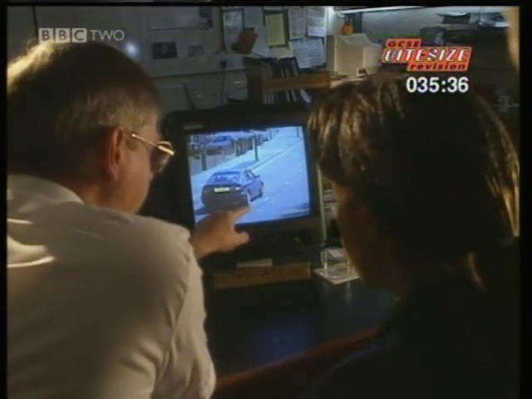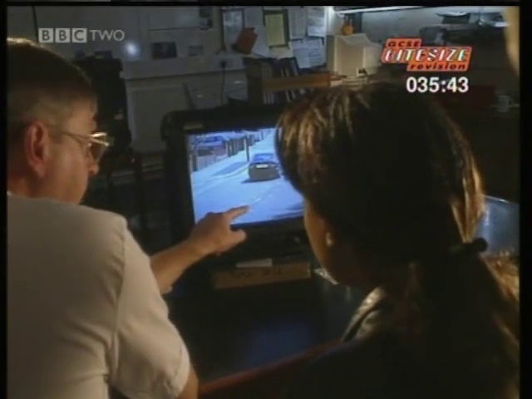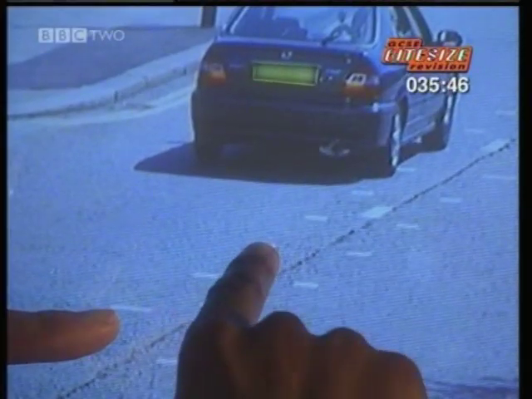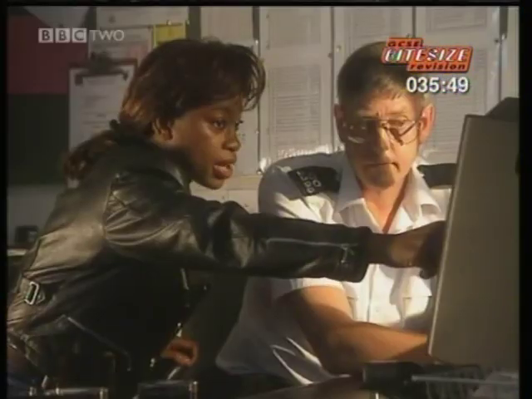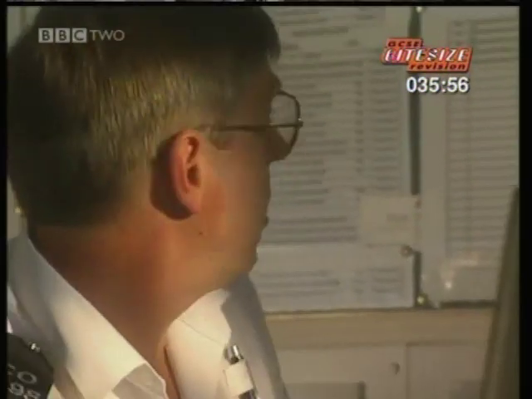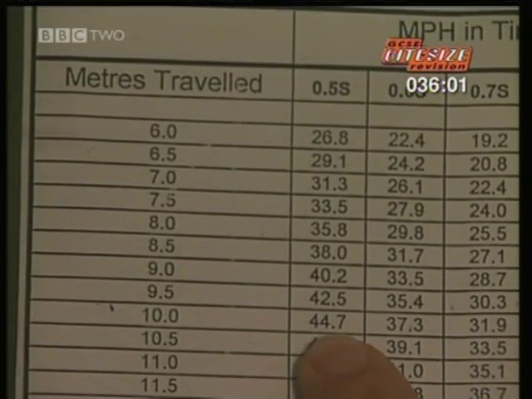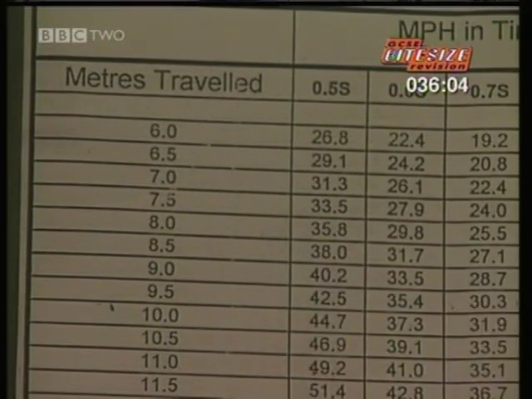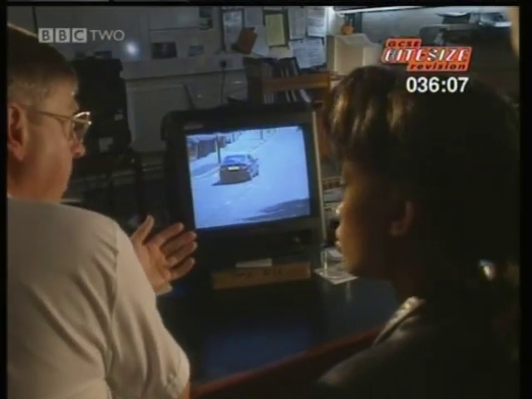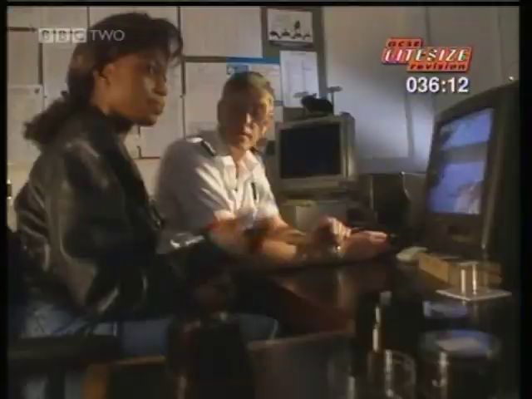Now, all we do is put our finger on the mark there where the back wheel is, move on to the second photograph, and count how many squares the vehicle has travelled in that half second. OK, so that's 1, 2, 3, 4, 5. Now, they're 2 metres apart, is that right? So that means in half a second that car has travelled 10 metres. That's correct. And then we look on the chart behind us and we see that metres travelled 10 and half a second equates to 44.7 miles an hour. Now that's nearly 45 miles an hour, and we will send this motorist a notice of intended prosecution.